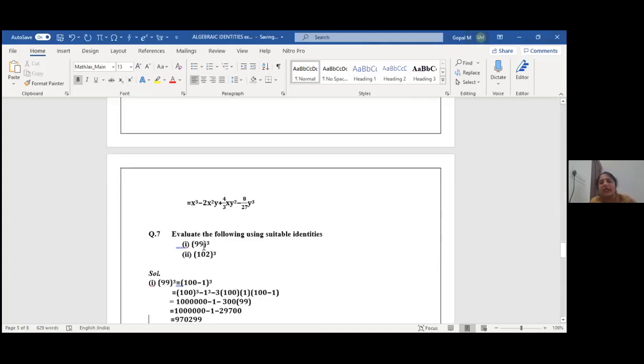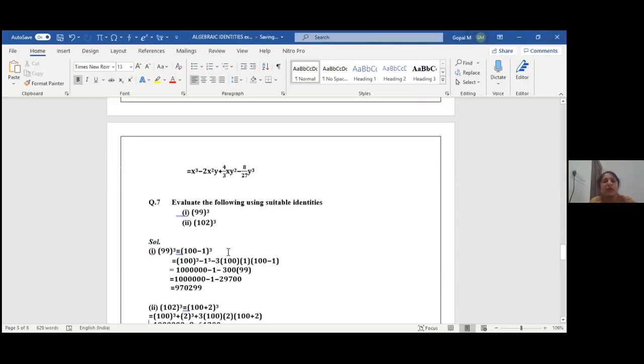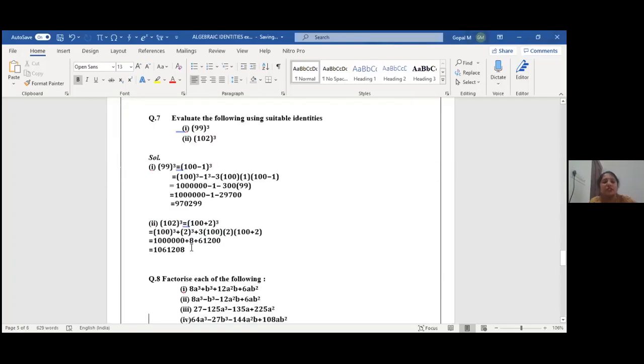In the 7th question, I have done the answers, but the remaining sums you need to do. 99 we can write in the form of (100 minus 1) whole cube. So then you apply the (a minus b) whole cube formula. 102 whole cube means which one are you going to apply here? Ma'am, (100 plus 2) whole cube. So which identity? (a plus b) whole cube. So you apply, in the place of a put 100, b you put 2, and just find the value.